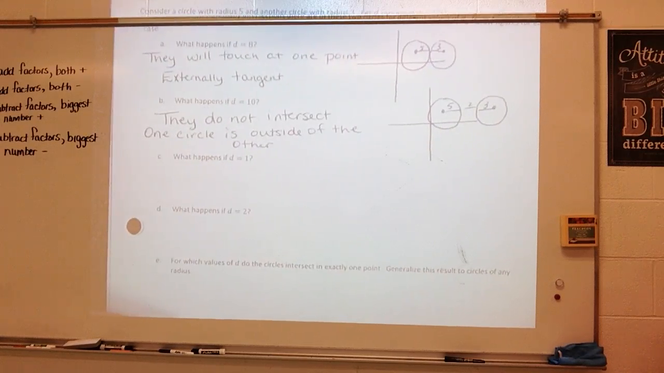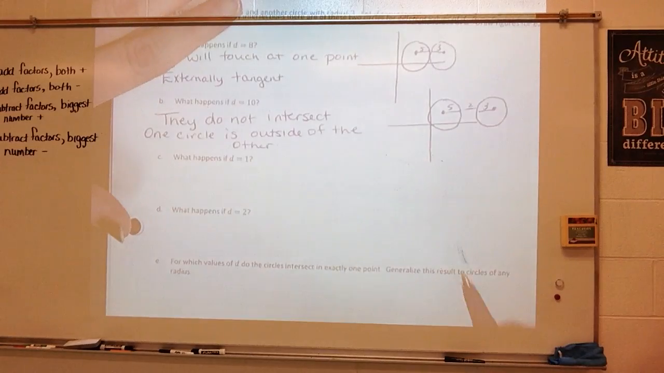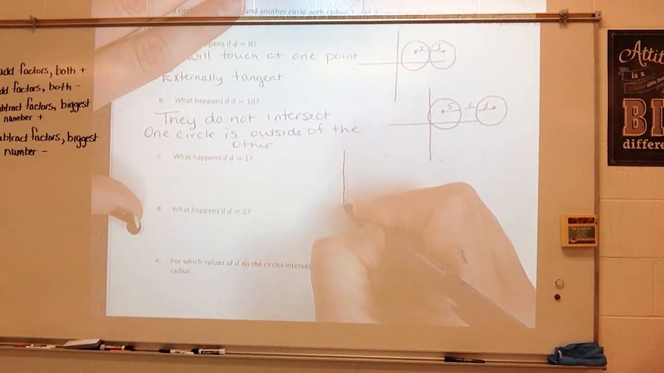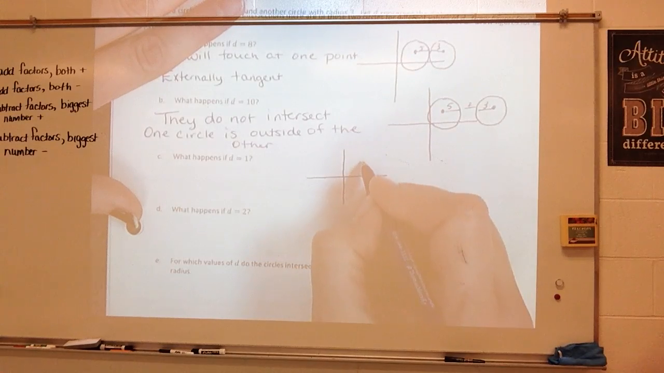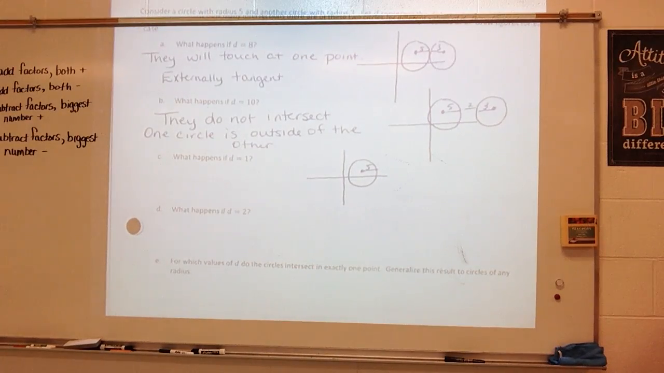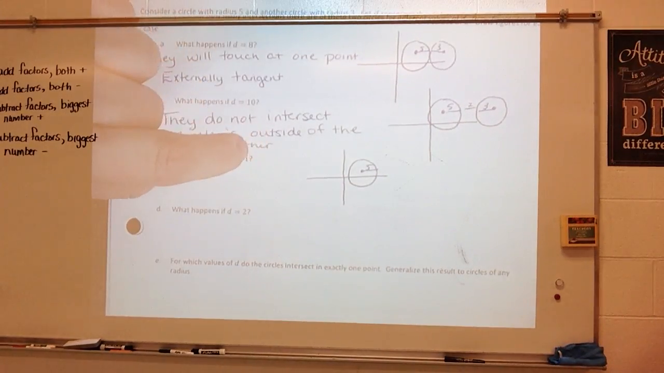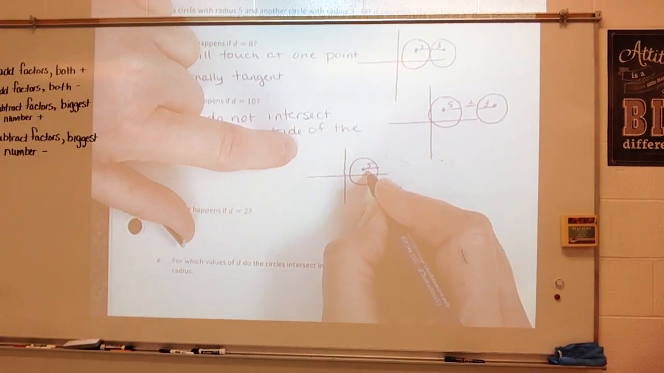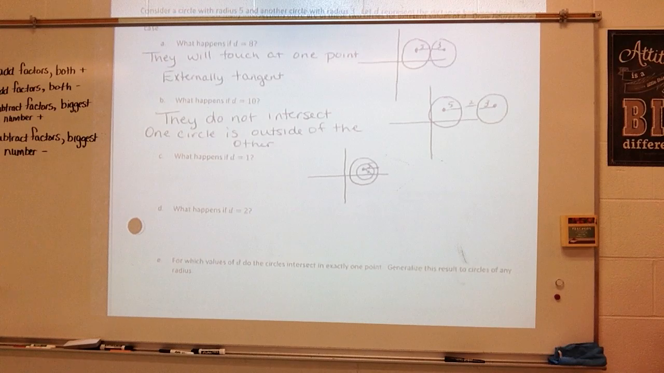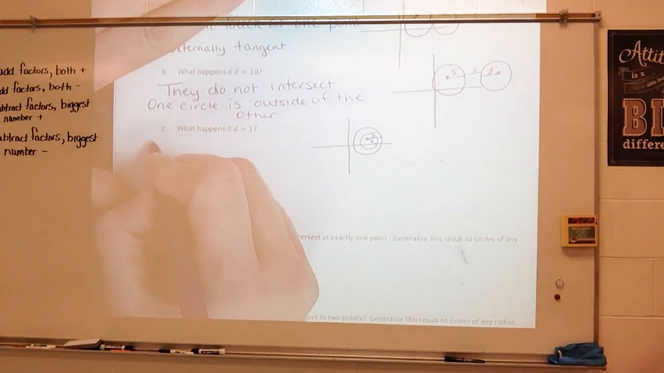So let's talk about what happens if the distance is 1. Alright, if the distance is 1, well, I don't know what that would look like. So here's my circle with a radius of 5. I only want it to be a distance of 1. Alright, so they would not intersect, but one circle lies inside the other.